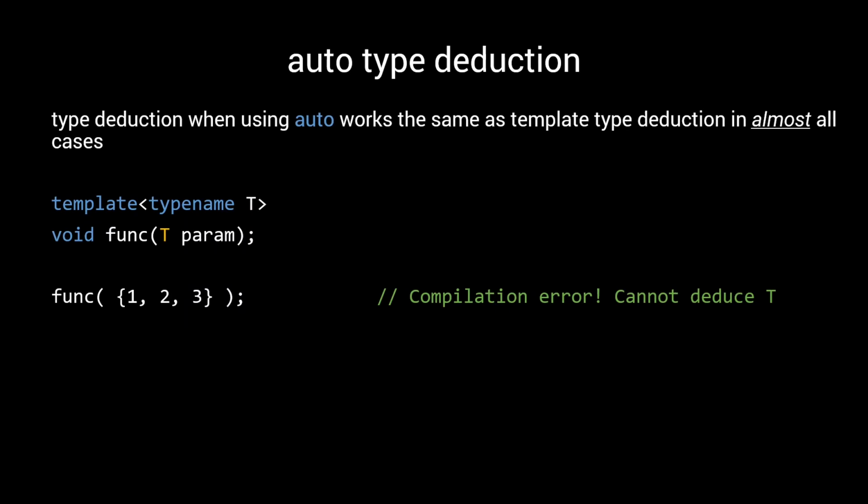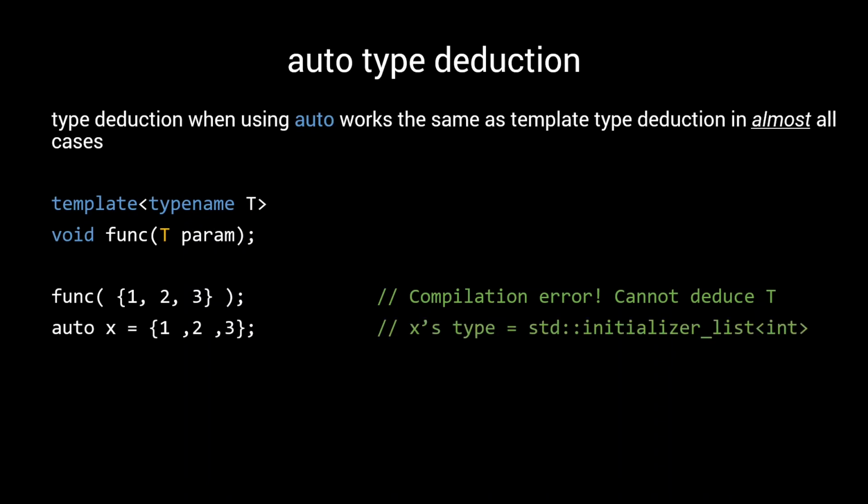If I have a template function like this, and I would try to pass a braced initializer list, then I would get a compilation error. That's because a braced initializer list does not have a type, so there's no way t can be deduced. But strangely enough, if I try to do a copy initialization of an auto variable, like this, x's type would actually be an initializer list of integers. To make things more confusing, this only works for copy initialization. If I try to use braced initialization, I'll just get a compilation error.